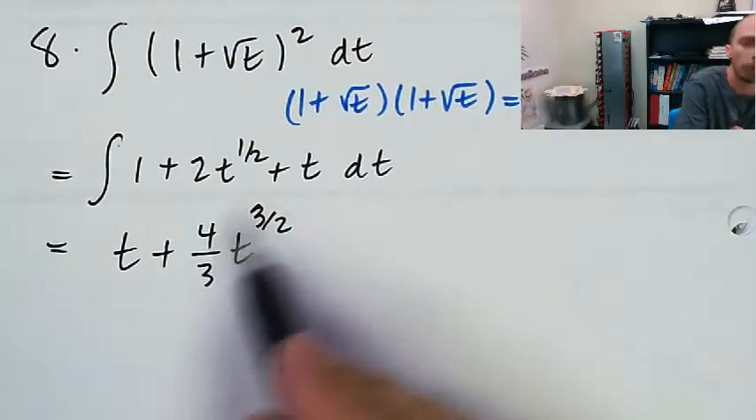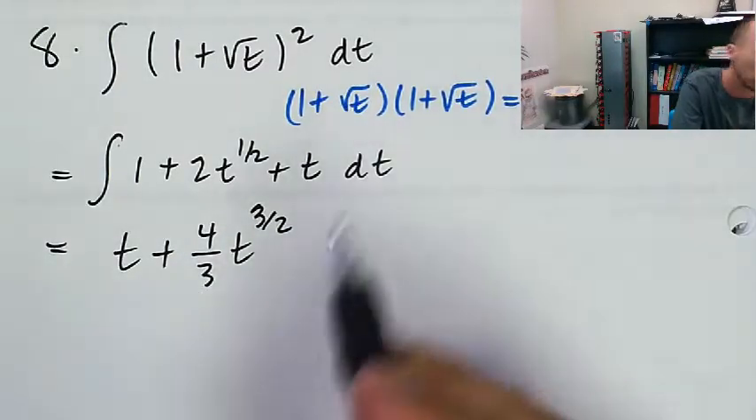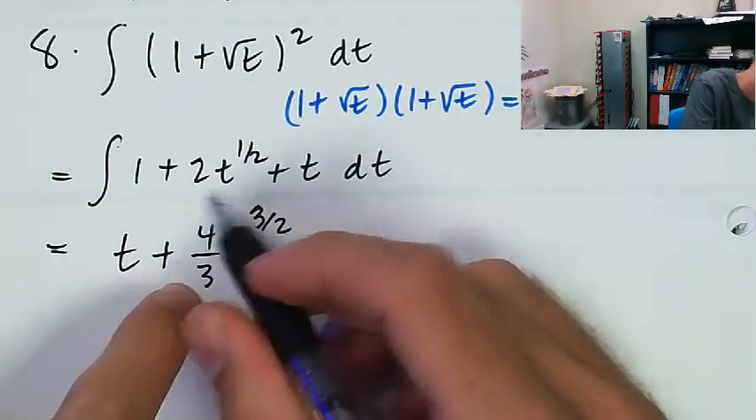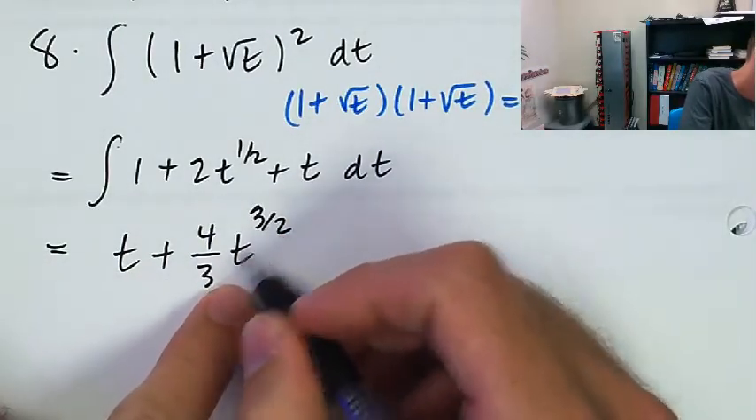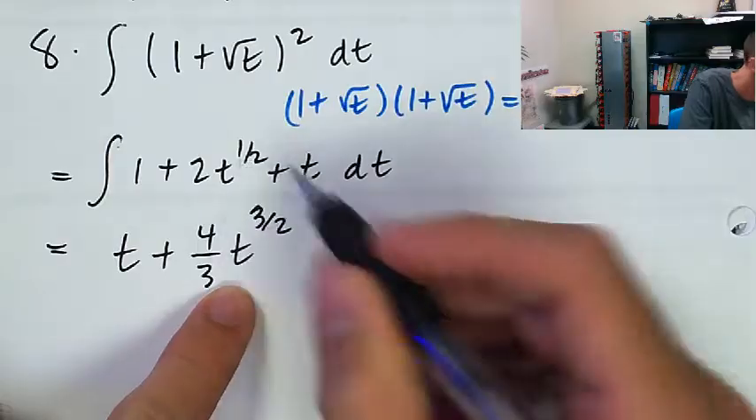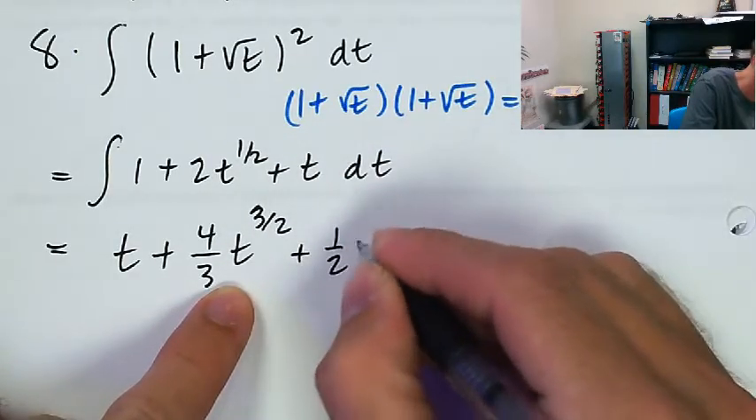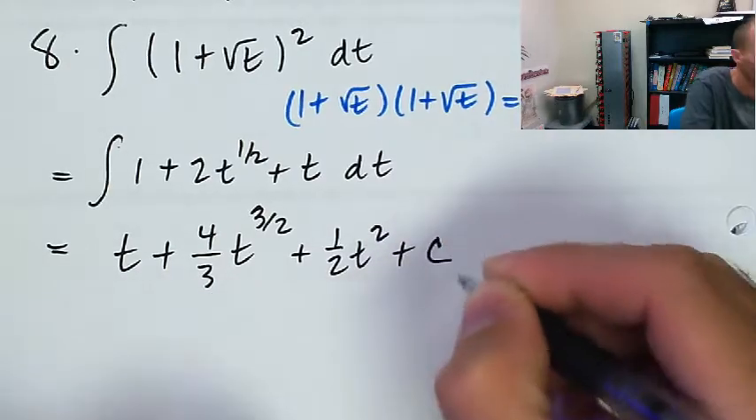This one would probably be a good one to check by taking the derivative, right? 3/2 of 4/3, well, that'll be 4 divided by 2 is 2. And reduce the power by 1, 3/2 minus 1 is 1/2. So that makes sense. Plus 1/2 t squared plus c.